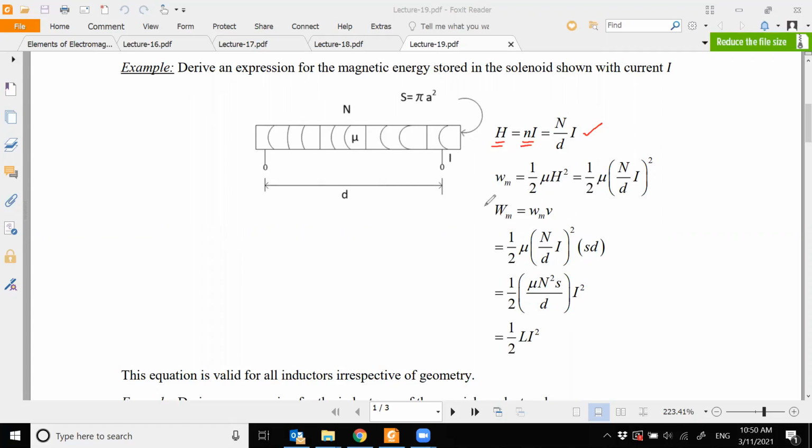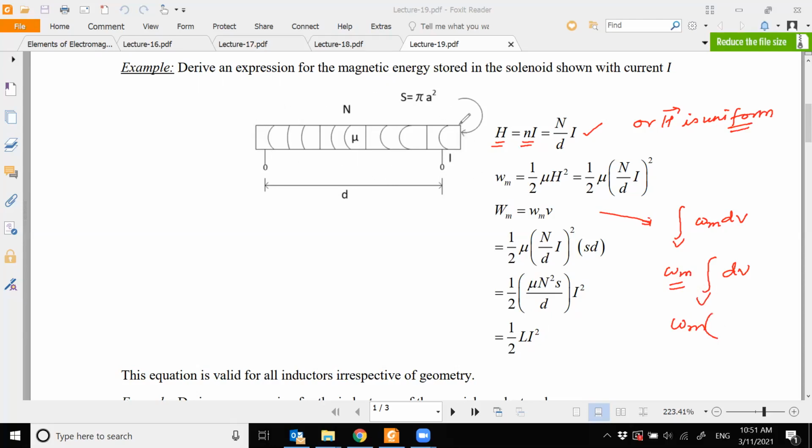And therefore, my energy stored will be, I am not doing any integrations here. I'm not saying integral over V of small w m dV. Why? Because if you see here, my H is uniform. It's a constant. So automatically the small w m can come outside the integration. And this is nothing but this value, and integral over V dV is nothing but the volume.